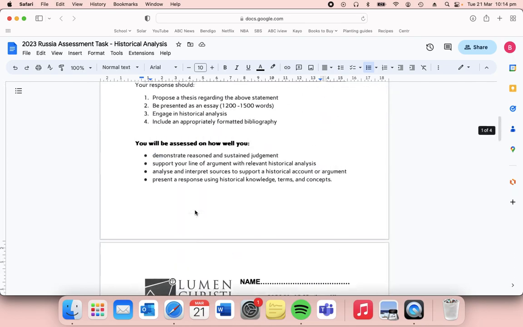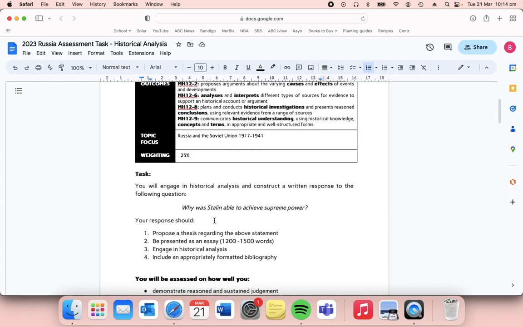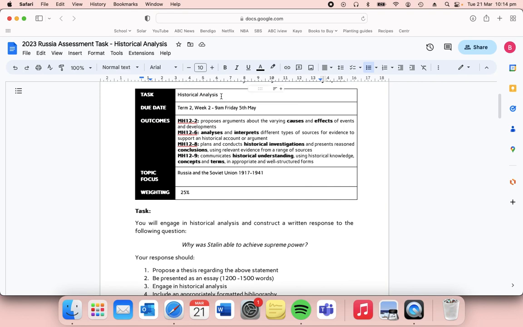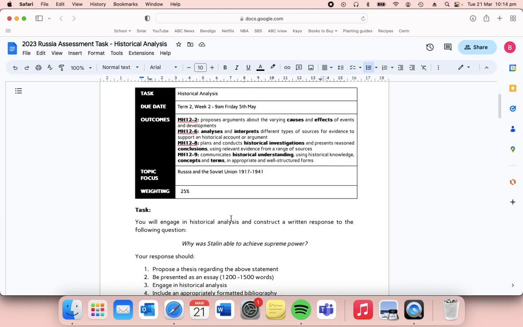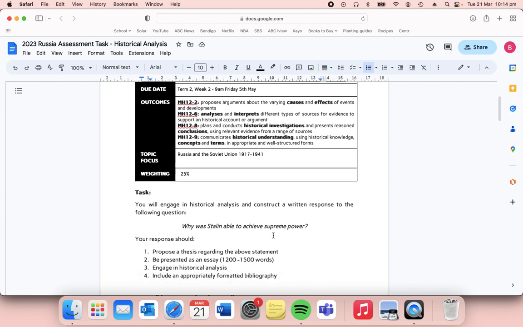So, to summarize: 1,200 words to 1,500 words. Why was Stalin able to achieve supreme power? Historical analysis means you need to bring as many historians' perspectives in as you can and then come to your own thesis or conclusion. Really state your own idea of exactly why Stalin was able to come to power. Don't settle on, there's a range of reasons. Settle on some influential ones, cover them all, but really lock in a couple that you think are the most influential. Okay?